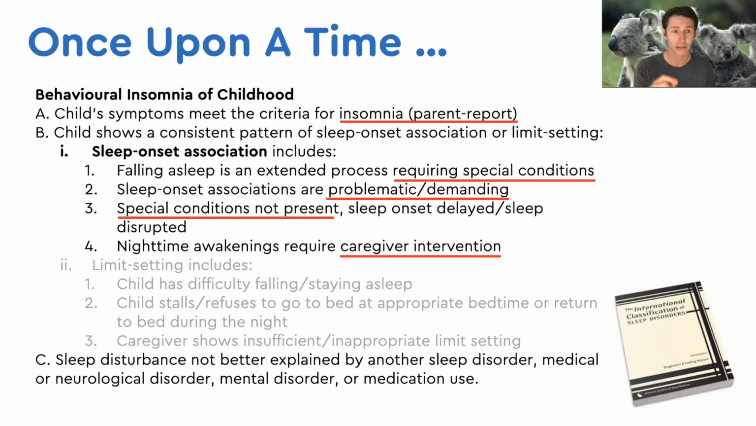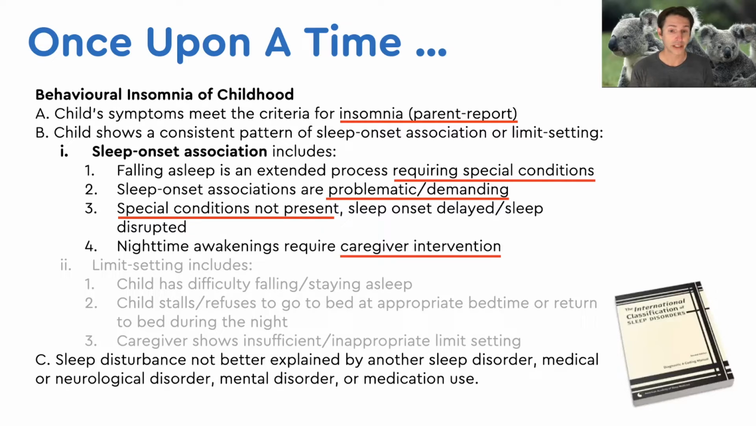You've got child symptoms that meet the criteria for insomnia, and that's a parent report. There are two subtypes of insomnia. One is sleep onset association, and the other is limit setting. We're going to focus on the sleep onset association because that's what we saw a lot of in our clinic. Falling asleep is an extended process requiring special conditions.